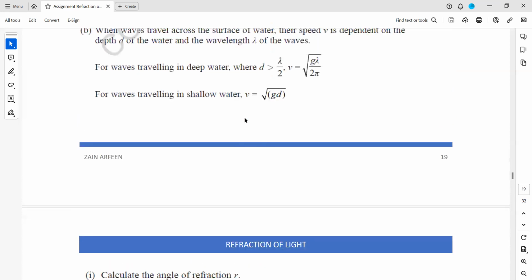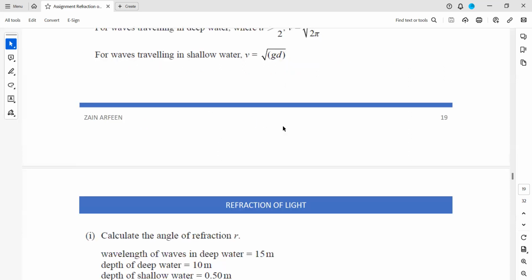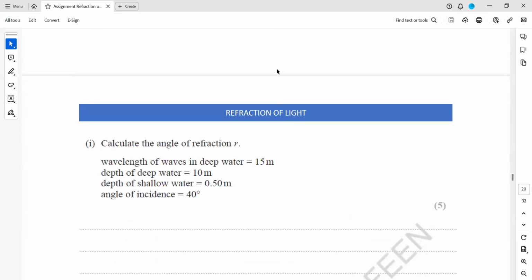When a wave travels across the surface of water, its speed v depends on the depth and the wavelength. For a wave traveling in deep water, where d is greater than half of the wavelength, this is the formula for speed. For a wave traveling in shallow water, v equals the square root of gd. Calculate the angle of refraction. The wavelength of the wave in deep water is given, the depth of the shallow water is given, and the angle of incidence is given.